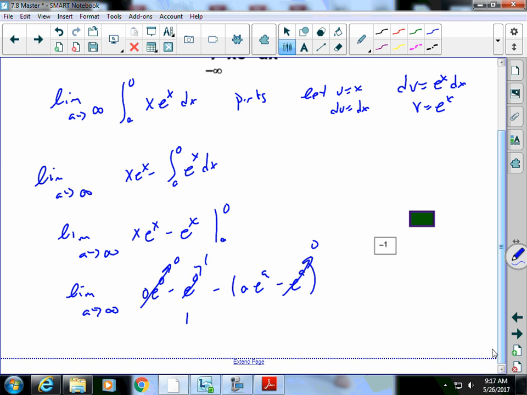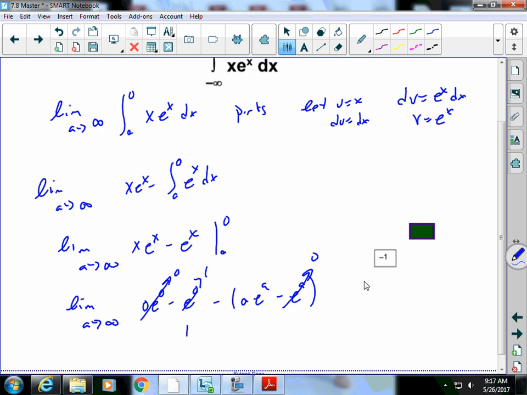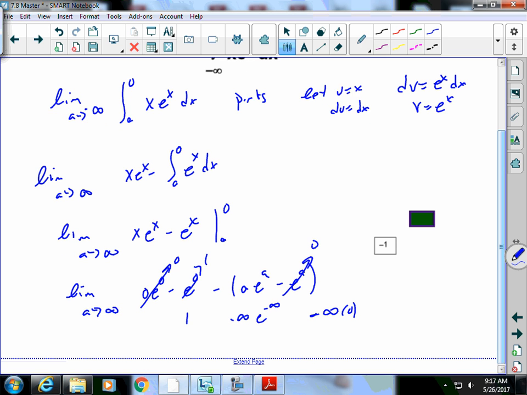And then, hold on for a sec. Yeah, because we're going to minus infinity. So that goes to 0. And then the problem is I have a minus infinity times e to the minus infinity, or minus infinity times 0. So the thing is, I need to figure out what's happening here.